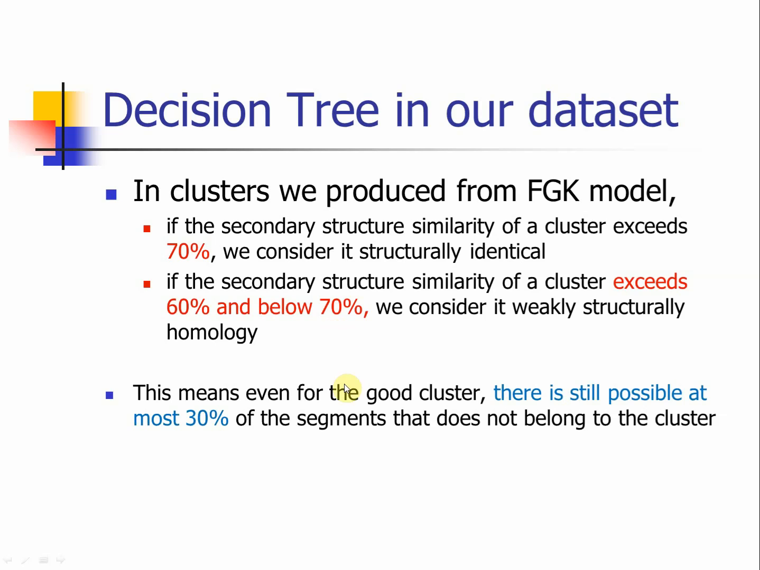even if it is a good cluster, satisfying 70% of the secondary structure similarity, there's still a possibility that about 30% of the segments are actually not having the identical structure, because we use clustering to group all the things based on their primary sequence together. However, not all of them share the same secondary structure.